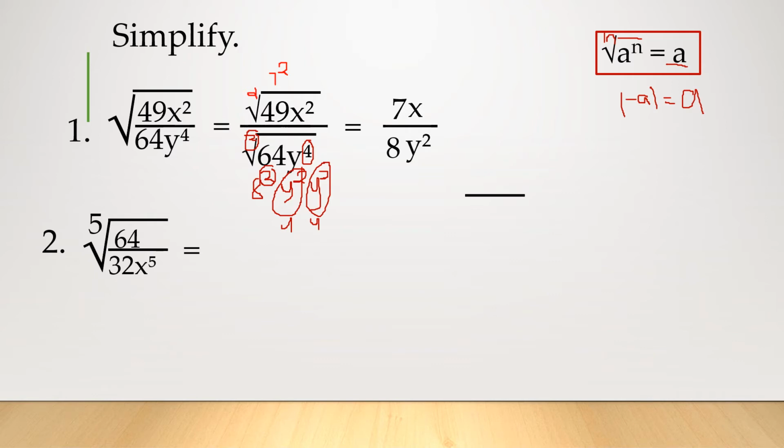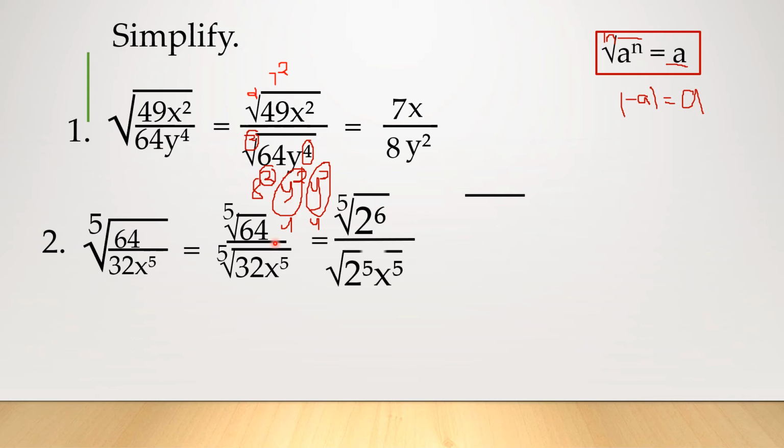Now for number 2, we have the fifth root of 64 divided by 32x to the fifth power. So let's separate that first. We have the fifth root of 64 divided by the fifth root of 32x to the fifth power. Now, 64 in exponential form is equal to 2 to the 6th power, so we have the fifth root of 2 to the 6th power. And 32 in exponential form is equal to 2 to the 5th power, and x to the 5th power. So look at this one.